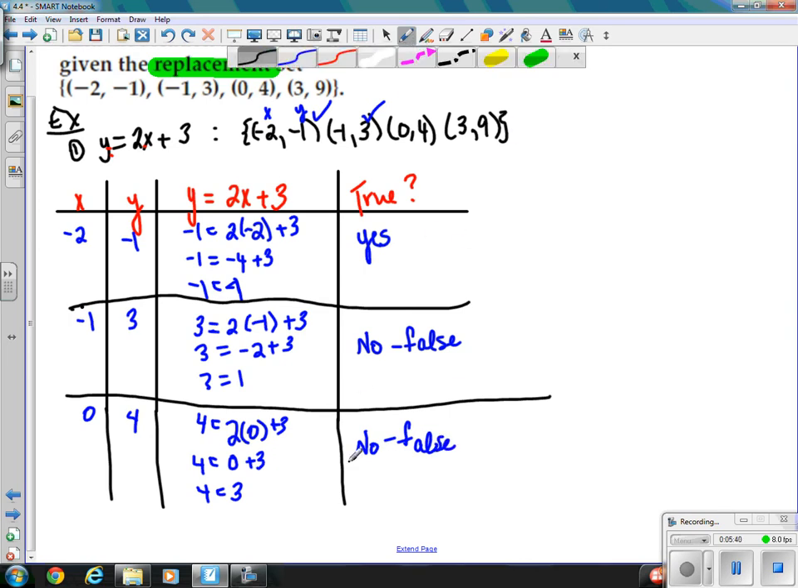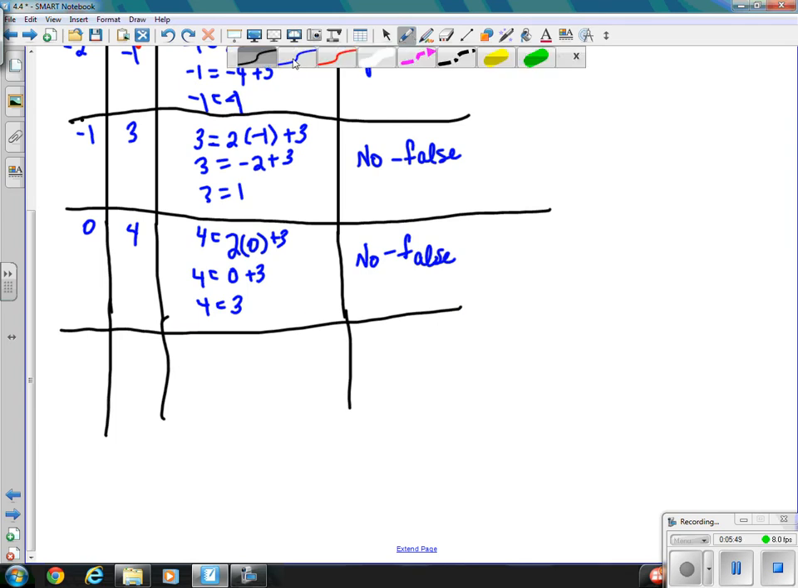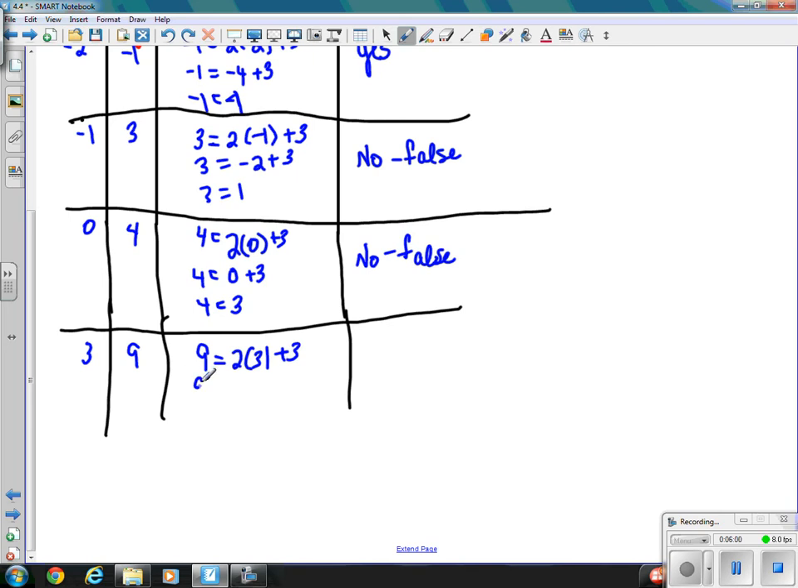And our last ordered pair is (3, 9). So extend my table one last time. The x value is 3, the y value is 9. So y value 9 equals 2 times x, which is now 2 times 3, plus 3. So my 9 drops down, equals 2 times 3, which is 6, plus 3. So 9 equals 6 plus 3, which is 9. 9 equals 9, so is that true? Yes, it is.